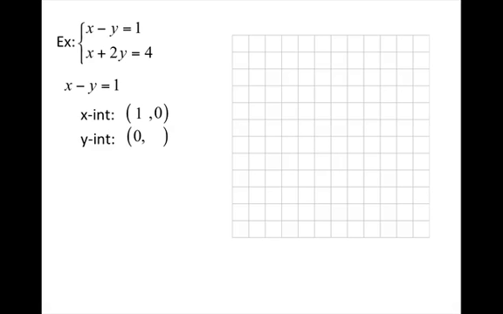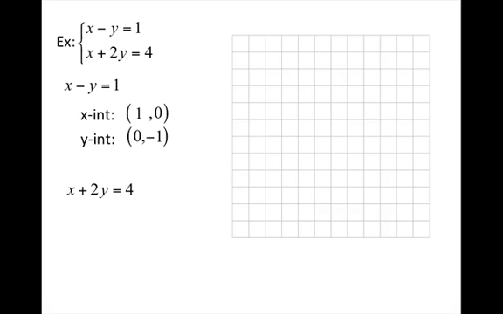For the y-intercept, I let x be 0. If x is 0, cover up your x and you have negative y equals 1. Divide each side by negative 1 and you get y equals negative 1. And if you're comfortable, you can do these in your head. If not, write them out on paper.